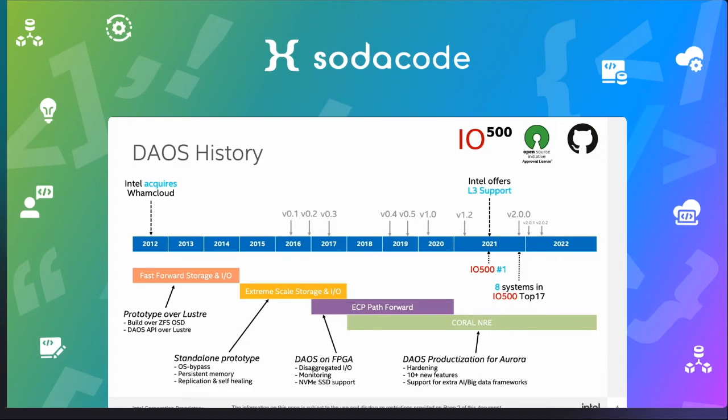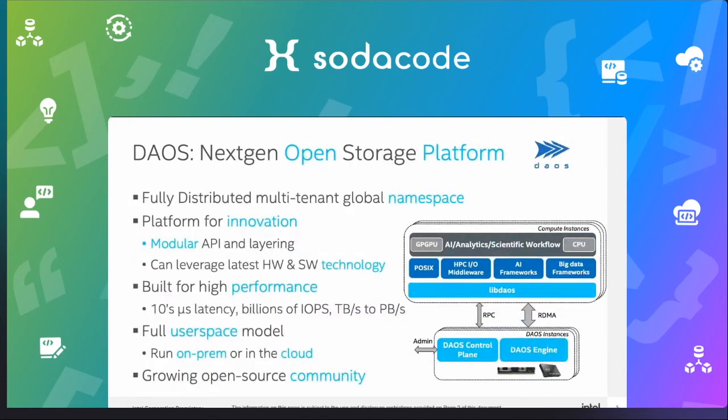DAOS is a completely open source project available on GitHub. There is no enterprise version, no hidden branch. Everything is publicly available. Let's now have a look at the DAOS architecture.